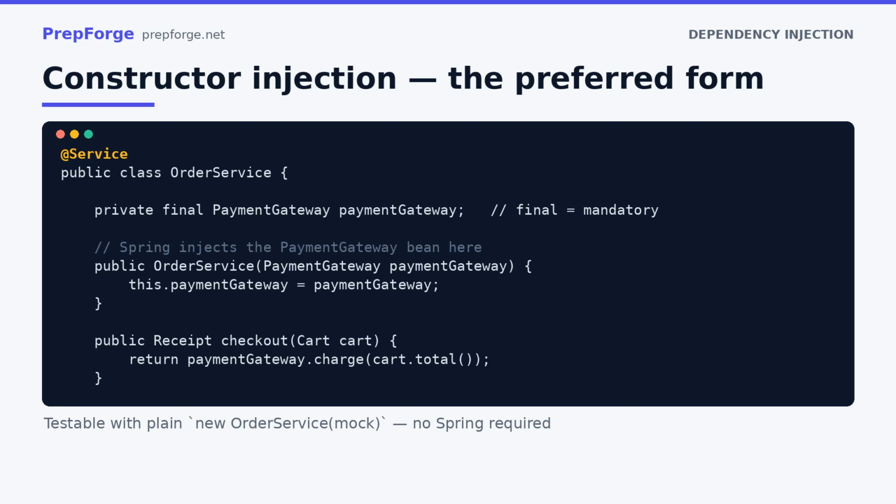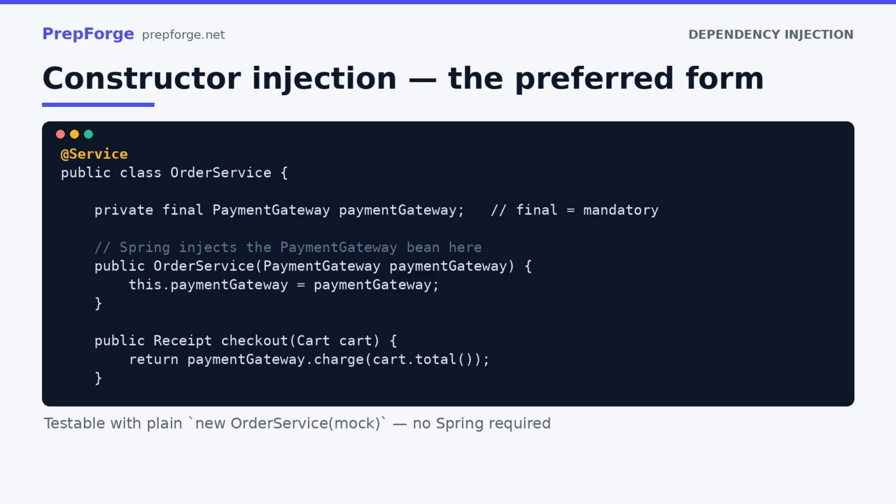Here's the pattern interviewers want to see: constructor injection. The payment gateway field is final, and Spring supplies it through the constructor. Why is this the strongly preferred form? It makes dependencies explicit and mandatory. The field can be final, and the object is fully initialized the moment it exists. Best of all, in a unit test you just call new OrderService with a mock.